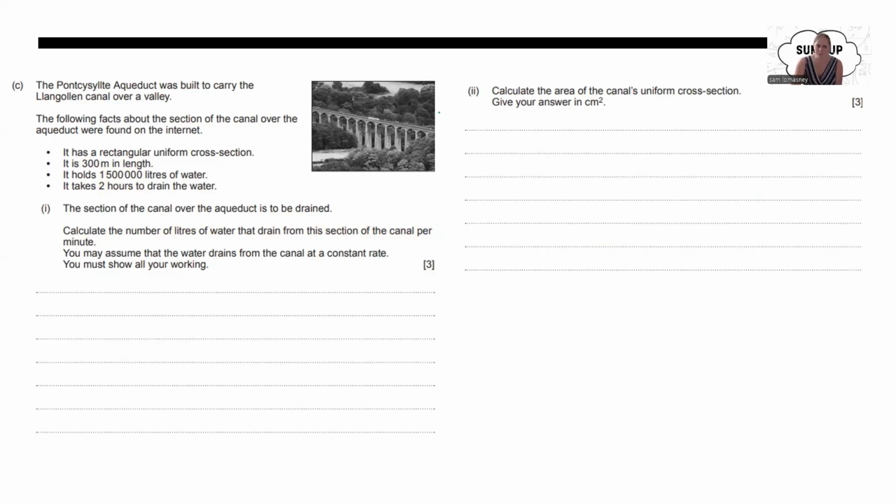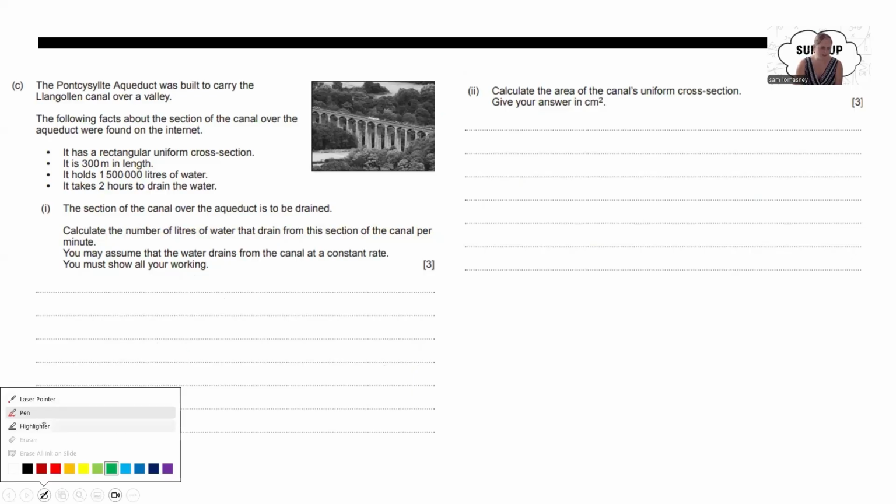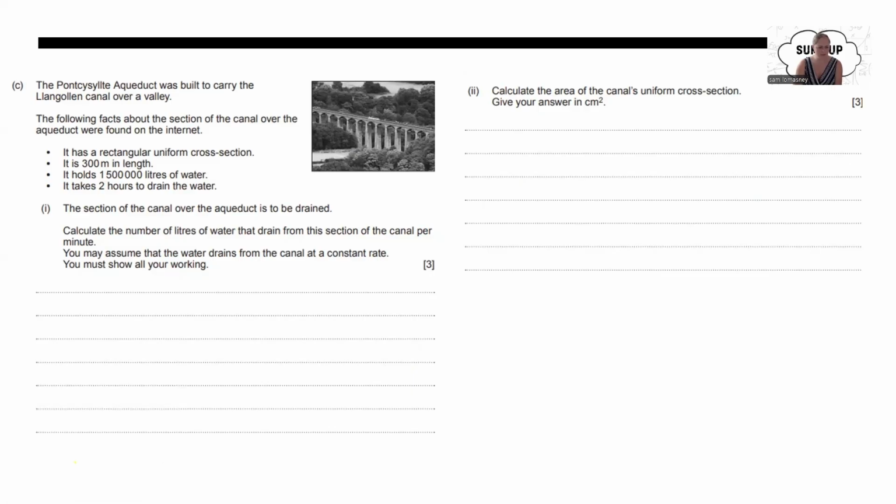Have a read of it, pause it if you need to. I'm not going to read through it, but I am going to highlight the key things that we're probably going to need for the whole of this question. Right, we've got 300 meters in length, 1,000 liters of water, 2 hours to drain the water, and we need to calculate the number of liters drained per minute.